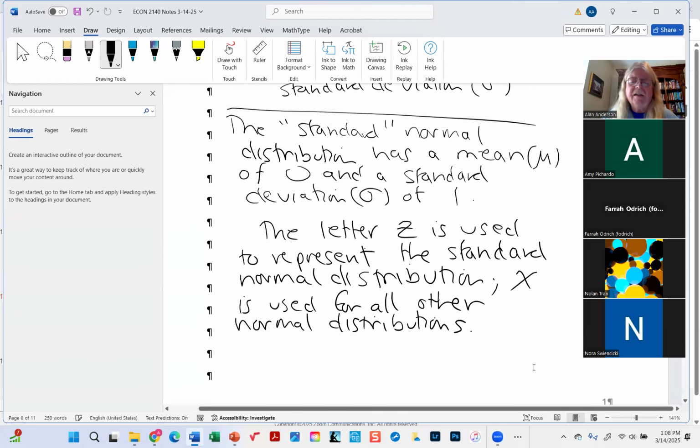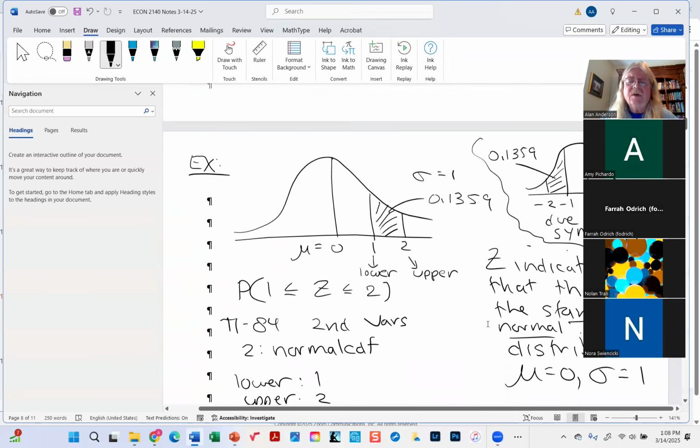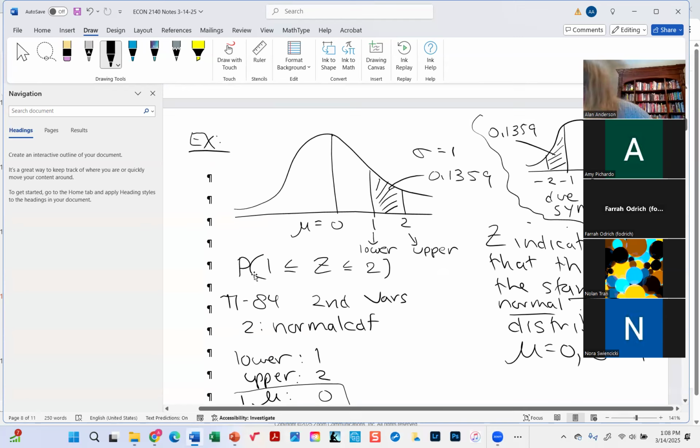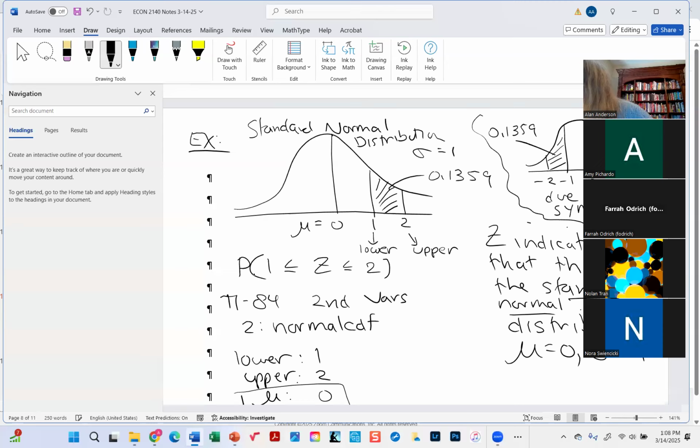And you'll see as we go along. Okay, great. So for example, look at this one. Now, you can see it doesn't explicitly say so here, but we're looking at the standard normal distribution. Although I'm going to write it in here now. And you can see that it has a mean of 0 and a standard deviation of 1. And we'd like to know the probability that that Z falls between 1 and 2.